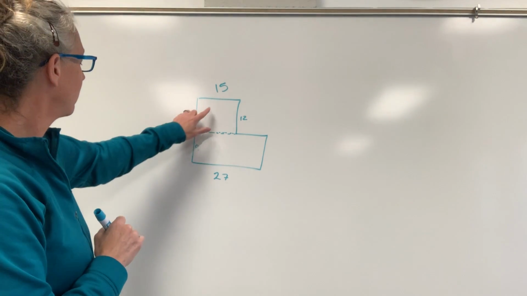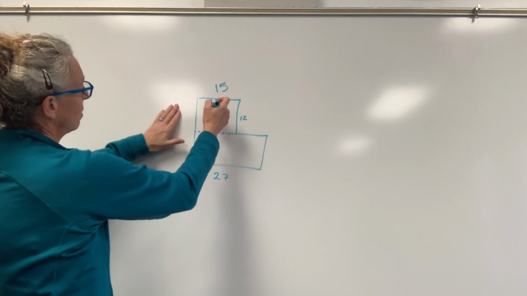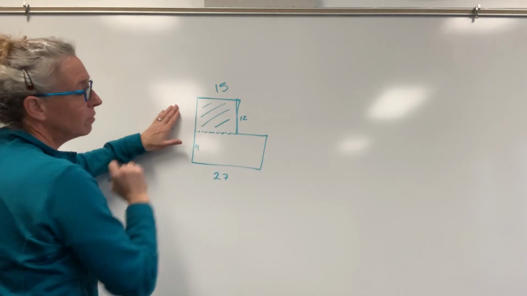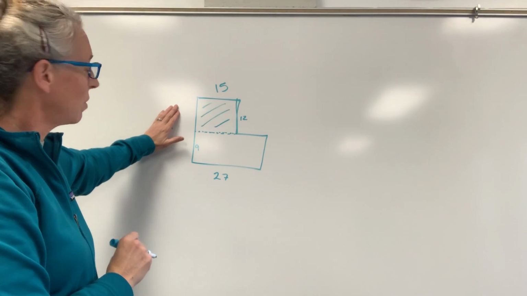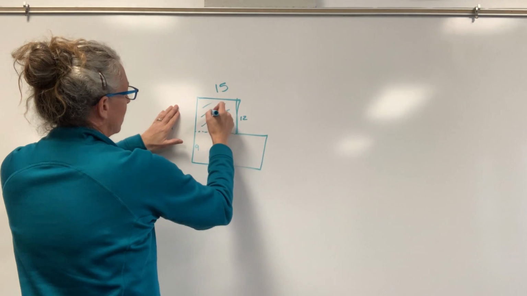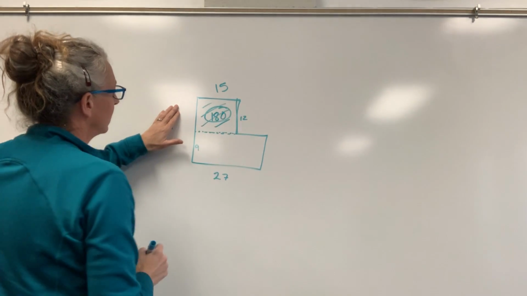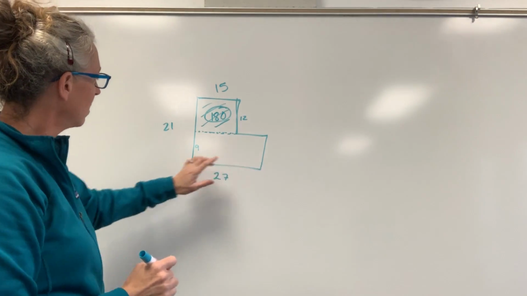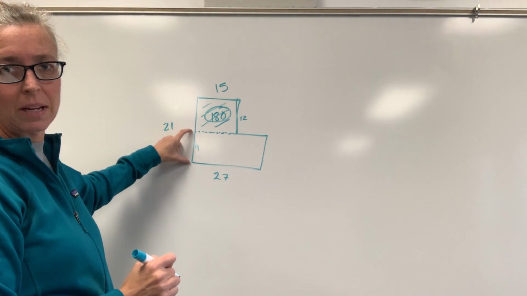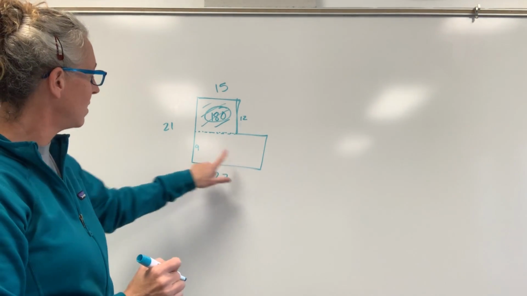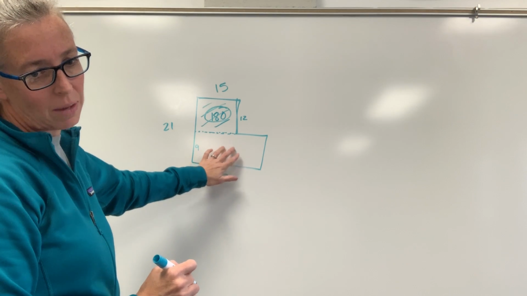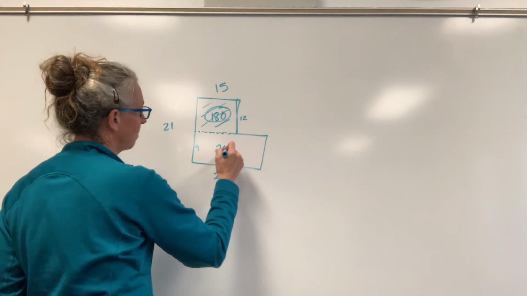So what we could do here is figure out the area of this top one right here by doing 15 times 12. That top one would be 15 times 12, which I think is 180. So 180 for that guy there. And then we can do this bottom one right here, and it's 27 by 9, which we figured out already. So 27 times 9 would be this bottom one here. And 27 times 9 is 243.